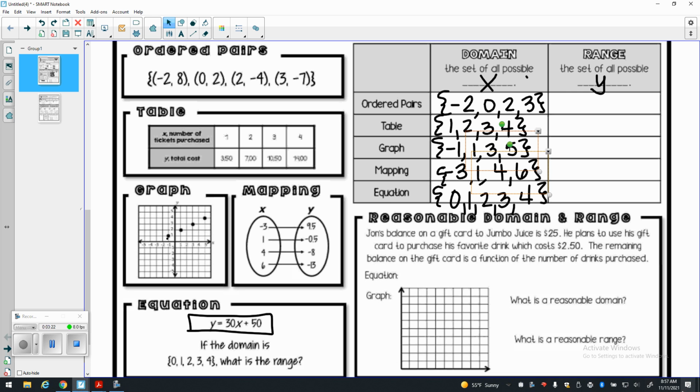Now, this is discrete. So when it was domain, I did squiggles. Same thing here. I'm going to squiggle, and I want to go from least to greatest. What is my smallest value in my range? -7, -4, 2, and 8. Okay?